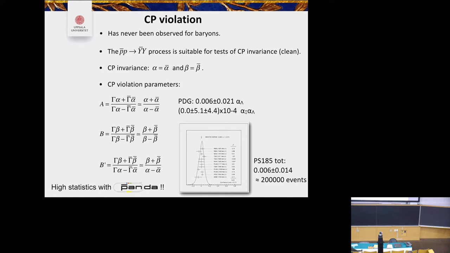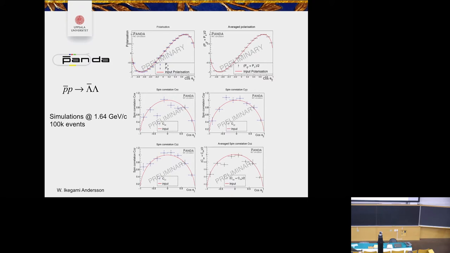PANDA will provide much more statistics. Here is an example of simulations done for PANDA at 1.64 GeV/c. The reason why this energy is chosen is that this is a data sample which has high statistics from LEAR. So it's a good cross-check of the analysis. You see that the polarization can be very well reproduced.